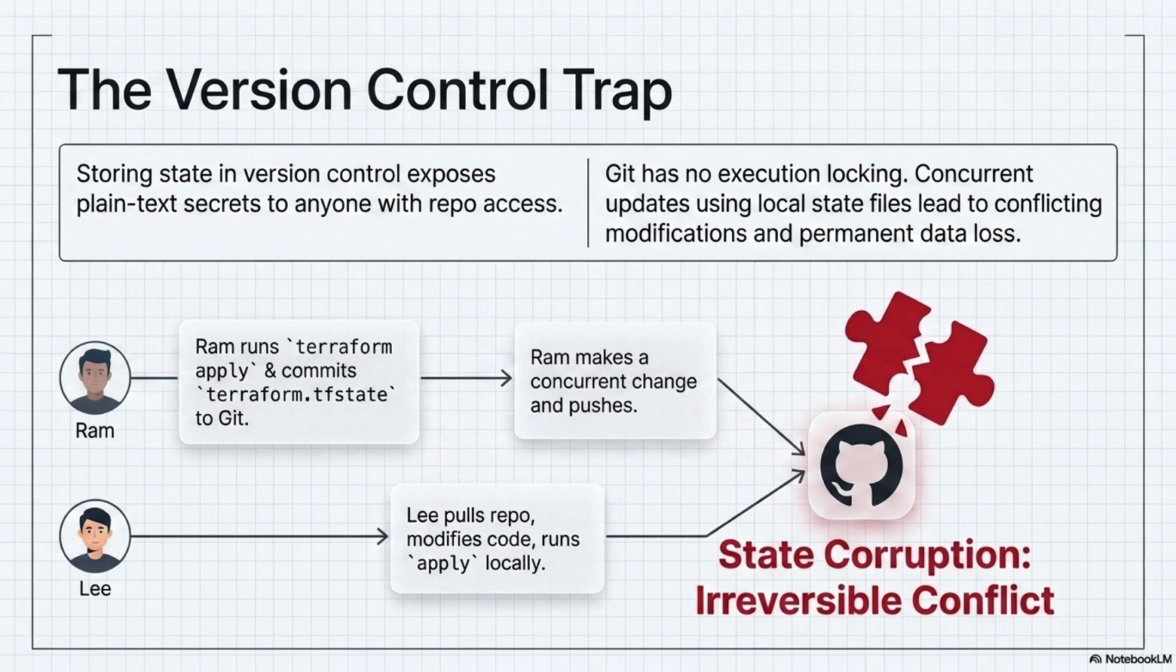The version control trap. Storing state in Git sounds like a good idea, but it creates bigger problems. Secrets are stored in plain text. There's no locking. Multiple users can overwrite each other. That leads to conflicts and state corruption.